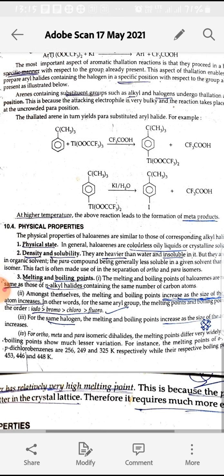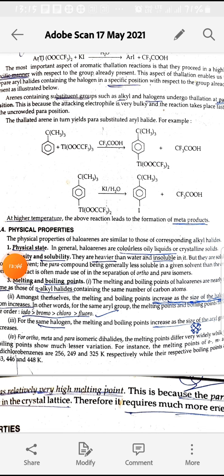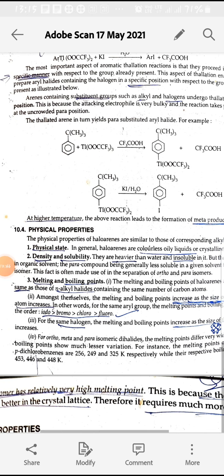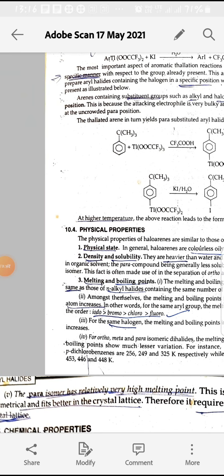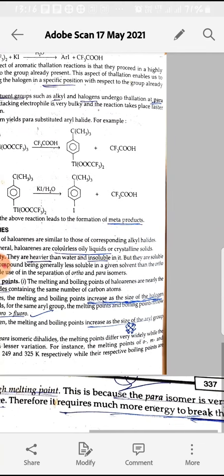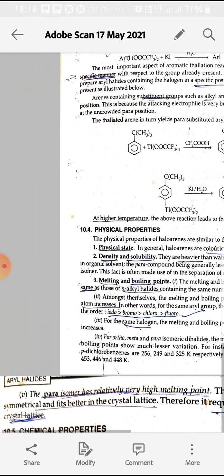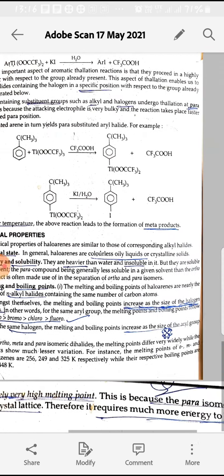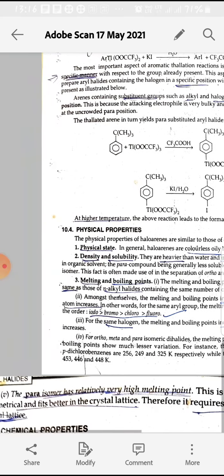Next, if we compare ortho, meta and para isomers, then the para isomer has a high melting point, because the para isomer is very symmetrical and fits better in the crystal lattice, so it is difficult to break the crystal lattice and we require more energy to break it. So the para isomer has a very high melting point.